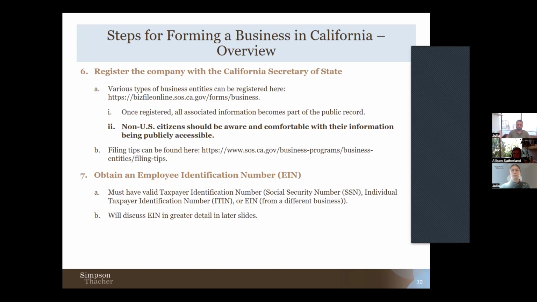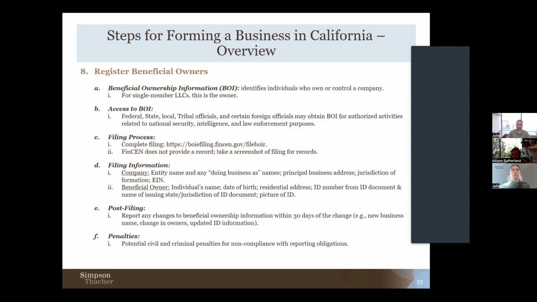And once you've registered your company, the next step is to obtain an EIN. And the EIN is essentially an identification number that is used in connection with your business's taxes. And in order to obtain this, you need to already have a valid taxpayer identification number, social security number, or ITIN, or another EIN from a different business. And we're going to discuss that in greater detail in the next couple slides.